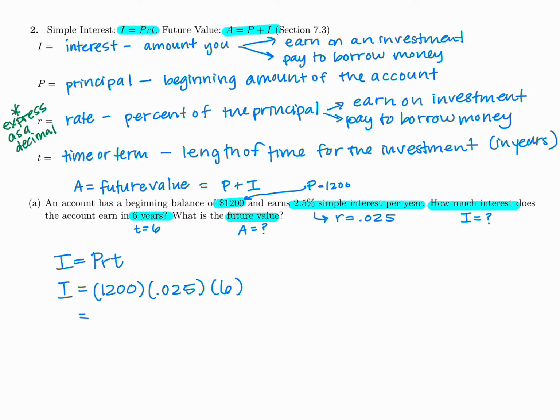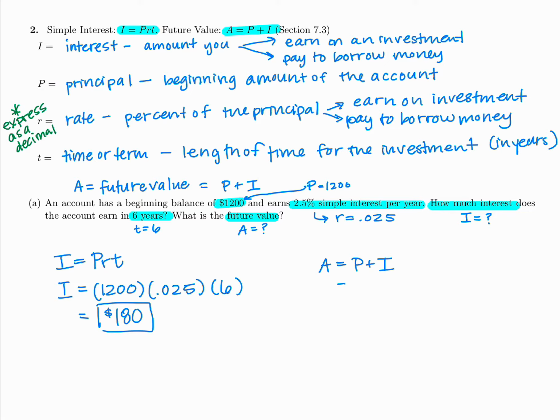Therefore, my interest, I'll multiply those together and I get $180. So interest is $180. So this one, it earns money per year, so you're getting $180 extra dollars. Okay, my future value A is P plus I. That's my principal plus my interest.